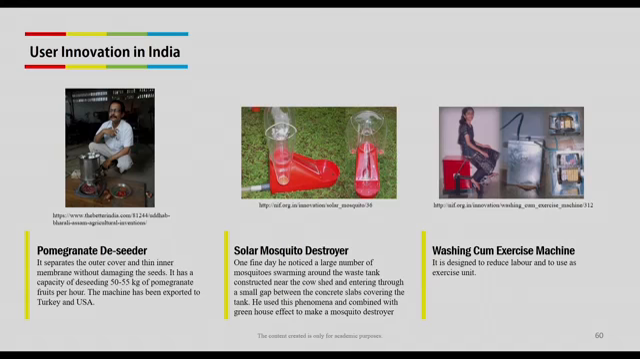Here are some examples from NIF, where a pomegranate de-seeder machine, a solar mosquito destroyer and a washing cum exercise machine were developed. You can see here the way the innovator made a prototype with easily available materials. And there, you can see how the innovator used the parts of a cycle and a crude prototype was made.